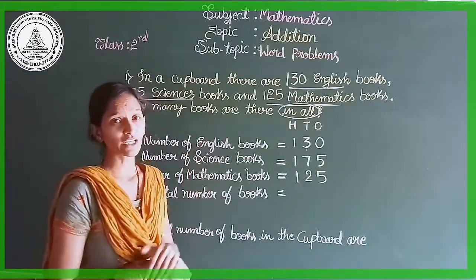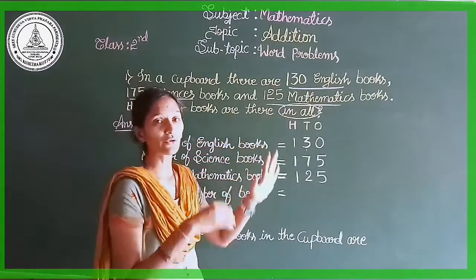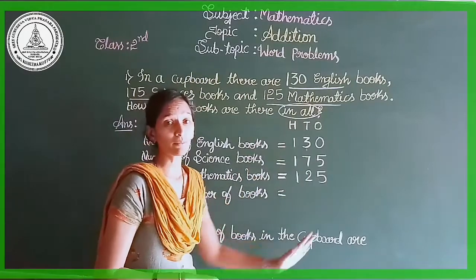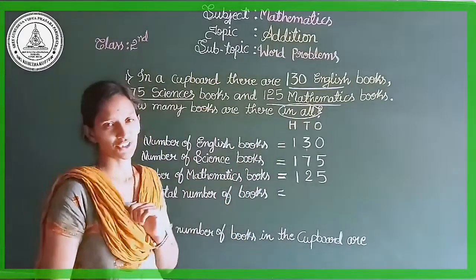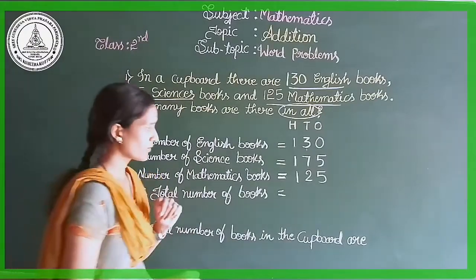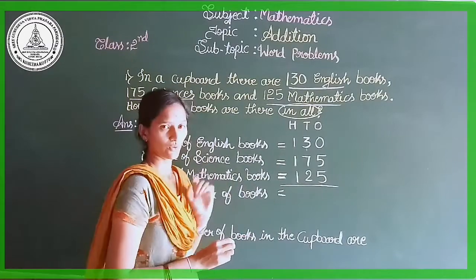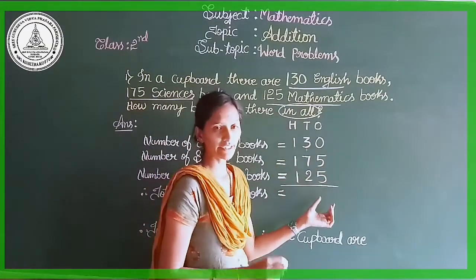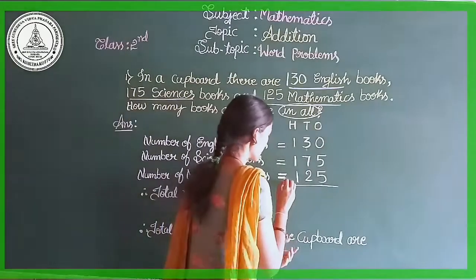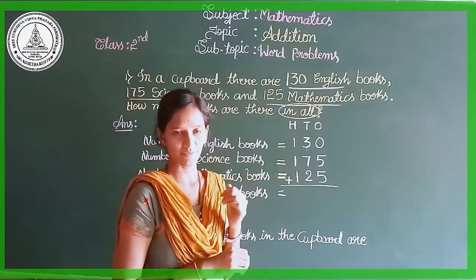The next, what did they say to calculate here? They said to calculate in all. It means you have to calculate the total number of books, which means you have to do addition. So now I am adding these numbers. See properly here. This is the symbol of addition because we are adding here.